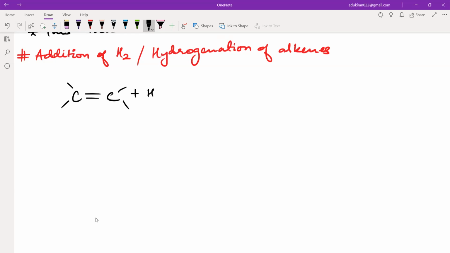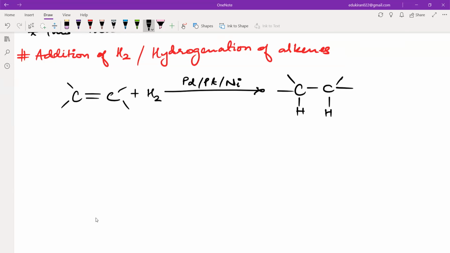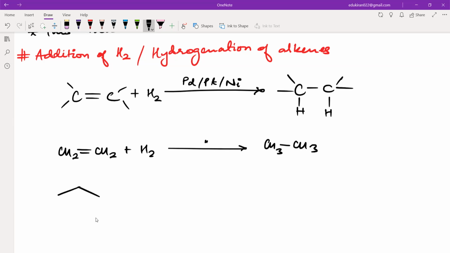And if you add H2 in the presence of a metal catalyst such as Pd, Pt, or nickel, then the hydrogen atoms will be added over the pi bond. The pi bond will be broken, and these two bonds are as it is, and there will be two hydrogens attached on each carbon atom which earlier had the double bond. So CH2 double bond CH2 plus H2 is going to give you CH3, CH3.